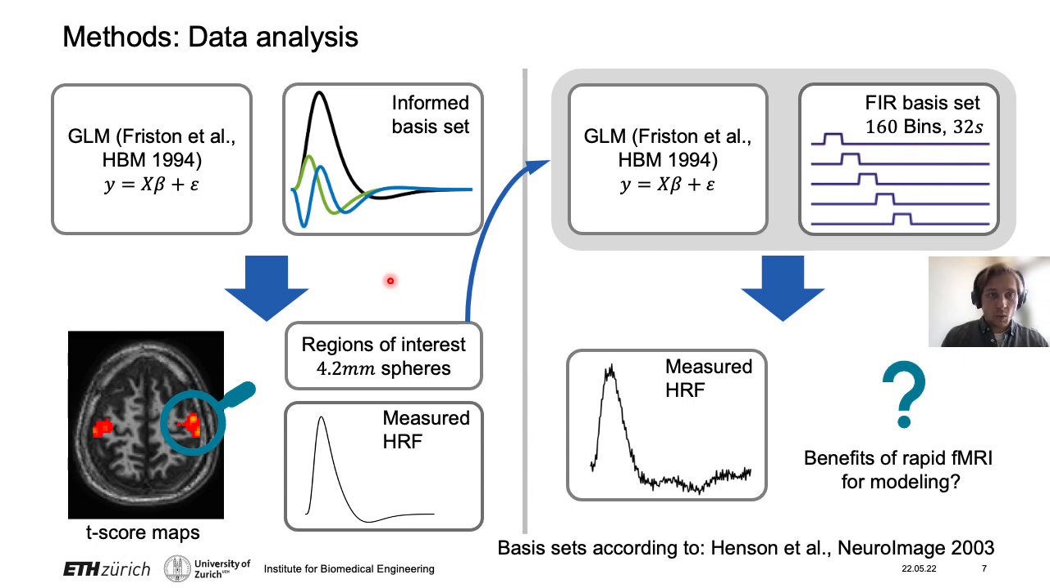We then also went on and replaced the informed basis set we had in the GLM with an FIR basis set, which was extremely flexible thanks to the high sampling rate. So we could use 160 bins in this FIR basis set. And with this, we obtained the second measure of the HRF in these regions of interest. And we then wanted to compare how these fits look and what can be accounted for by the informed basis set and what can only be accounted for by the FIR basis set, and whether we see benefits of the high sampling rate in the fit.